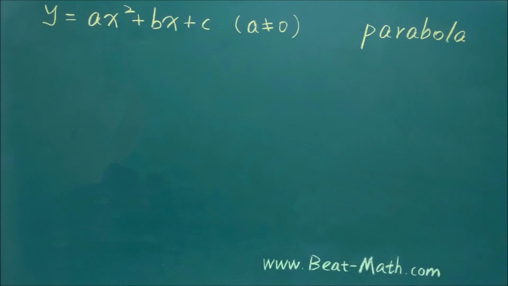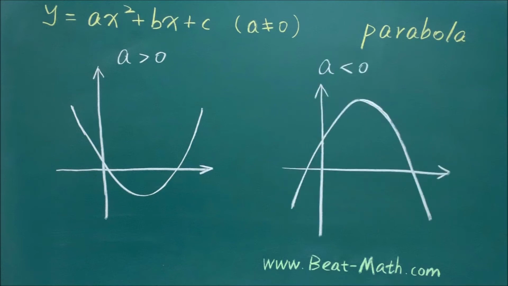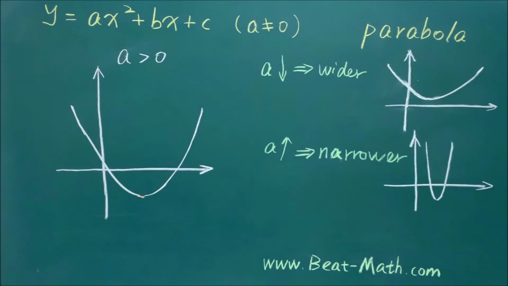Now let's talk about some important characteristics of the parabola. First, the coefficient a is very important and can determine how wide or narrow the graphs are, and whether the graph opens upward or downward. The parabola opens upward if a is greater than 0. The parabola opens downward if a is less than 0. The smaller the value of a is, the wider the parabola opens, and the bigger the value of a is, the narrower the parabola opens.